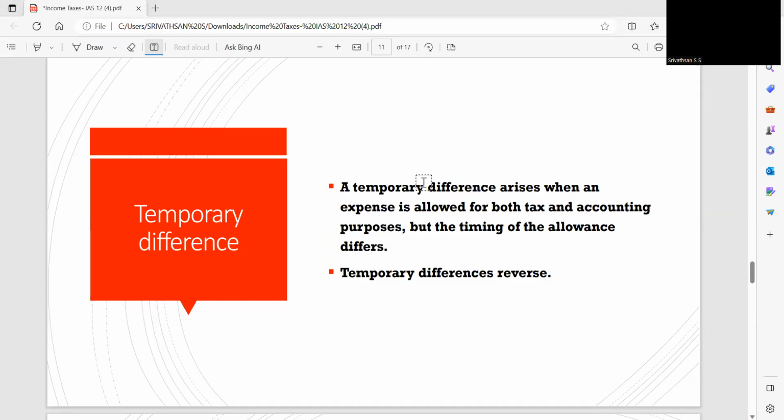In this video, we are going to discuss the concept of temporary difference, and also how a temporary difference creates a deferred tax asset or a deferred tax liability. A temporary difference arises when an expense is allowed for both tax and accounting purposes, but the timing of the allowance differs. So it requires an example to understand.